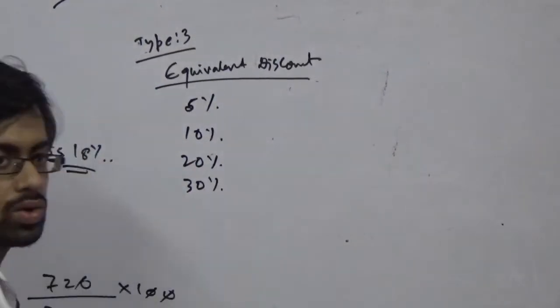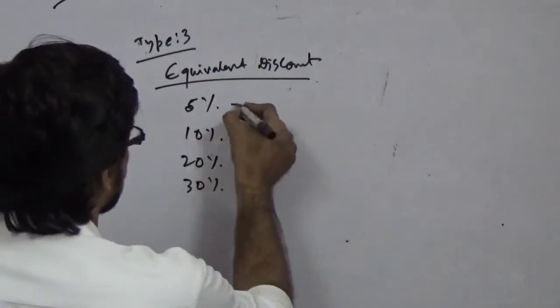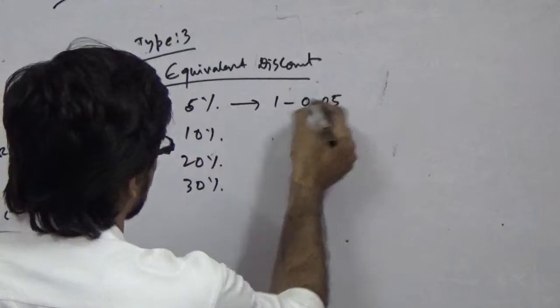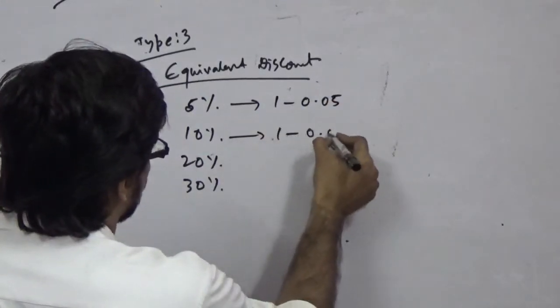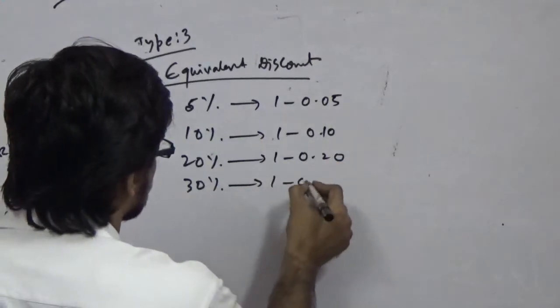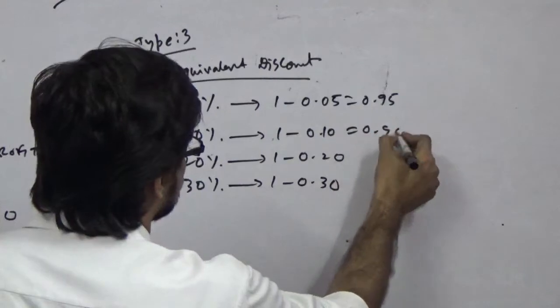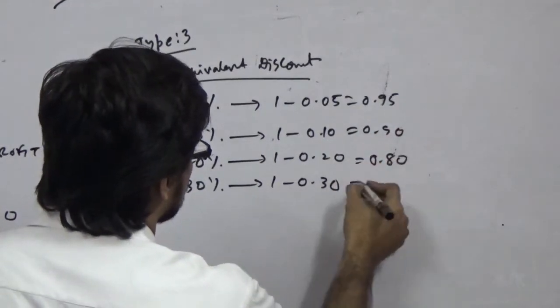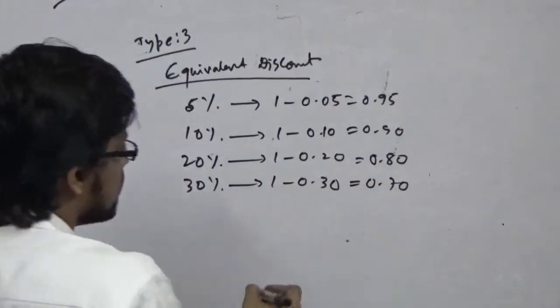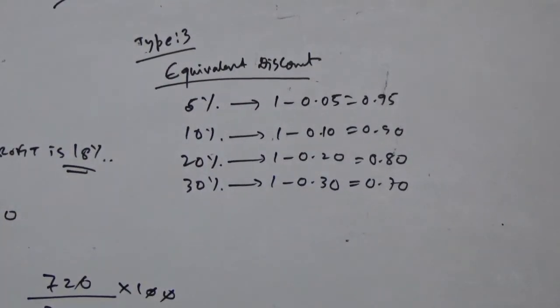So what is the total discount I have given? Is it the sum of these four? Answer is no. I haven't given you the sum. Here what you have to do: 5% means 1 minus 0.05, 10% means 1 minus 0.10, 20% means 1 minus 0.20, 30% means 1 minus 0.30. So 0.95, 0.90, 0.80 and 0.70. These are the four different values which you will be having in this case.